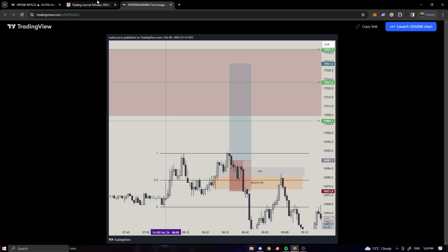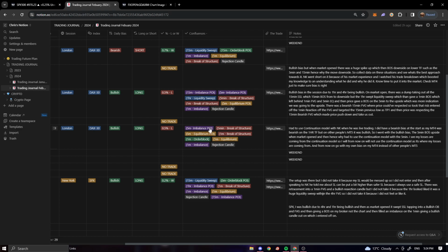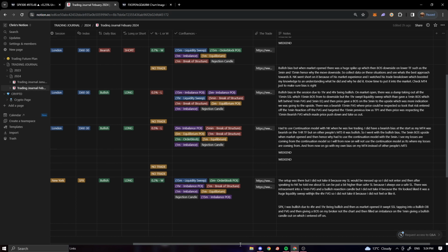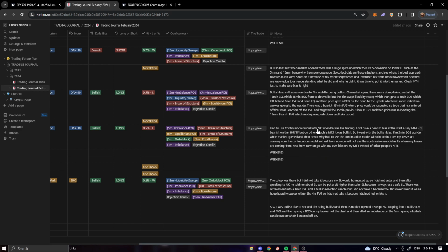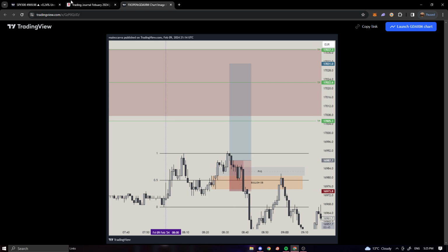So I think that this was the continuation model. The confluences were 5-minute imbalance, 5-minute break of structure, 5-minute equilibrium, 1-minute break of structure, 1-minute order block, 1-minute equilibrium, 1-minute imbalance, and rejection candle. So on this, I had to use the continuation model with NK, who was live streaming at that time. I did have a bearish bias to start off with on my MT4, as my MT4 was bearish, but the chart and other people's MT5 were bullish, so we went with a bullish bias because majority won. Then the 5-minute break of structure upside when market opened, hence why we used the continuation model, as you can see.